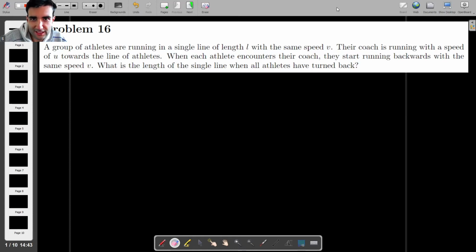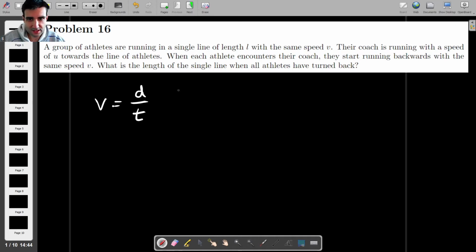Here's a really interesting kinematics question, which has nothing to do with acceleration, derivatives, integrals, or any complicated maths or calculus. Instead, there's only one formula that will be applied, which is velocity is distance over time. So it's the kind of motion which is called rectilinear and uniform.